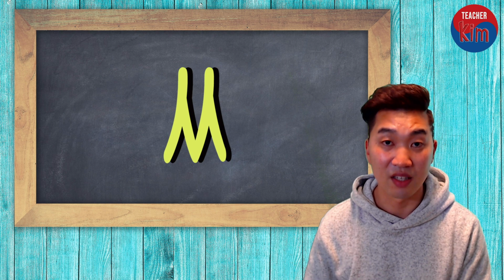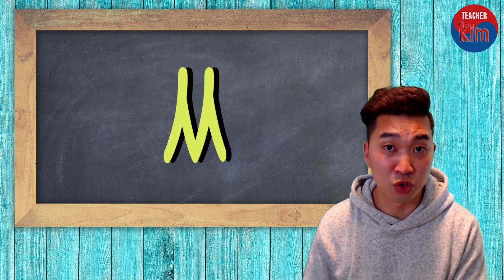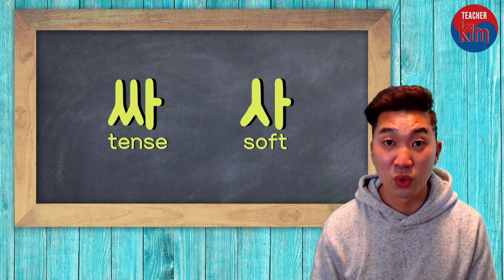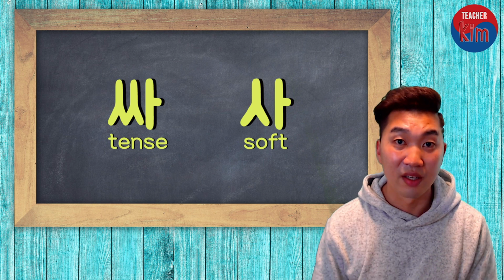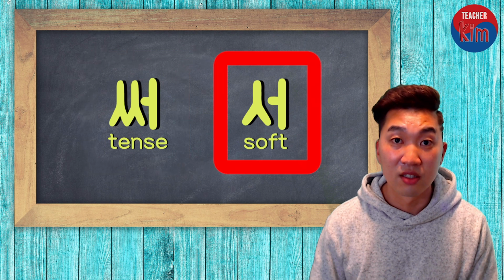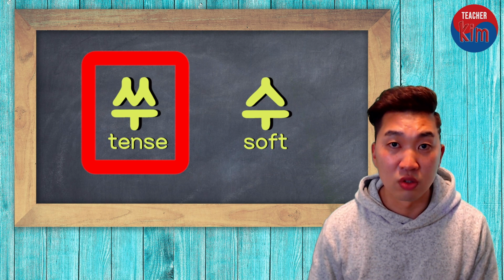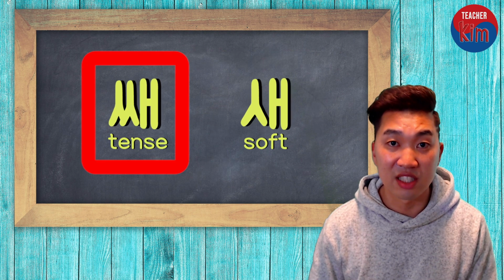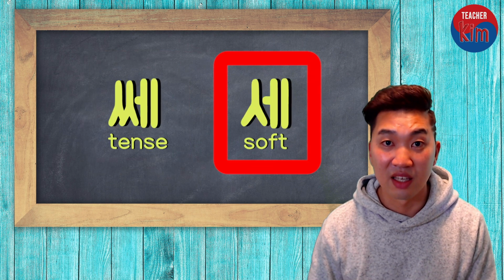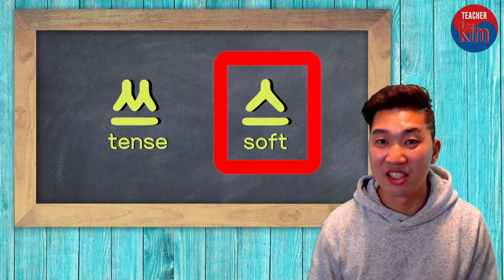This is the next one. It looks like double soft consonants, right? And it sounds more tense and strong. Listen to what I'm speaking. Sa, sa. The first one is tense, the second one is soft. And the meanings of them are totally different. In the same way: so, su, se, si.